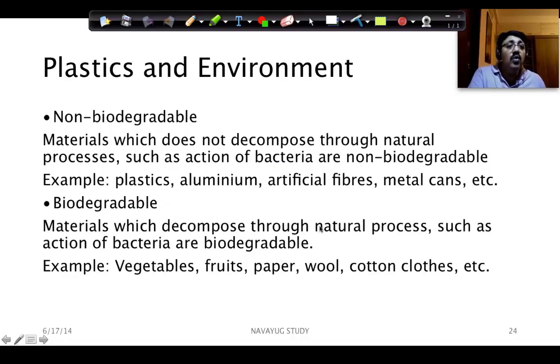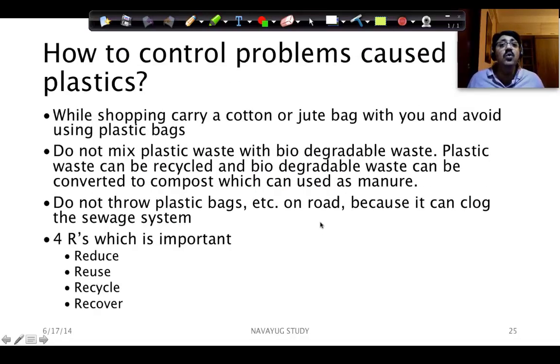So what can you do about it? Right now, how to control problems caused by plastics? When shopping, carry cotton or jute bags with you. Avoid using plastic bags. Right? Do not mix plastic waste with biodegradable waste, because the idea is that if you keep the plastic waste separate, the plastic waste can be taken.